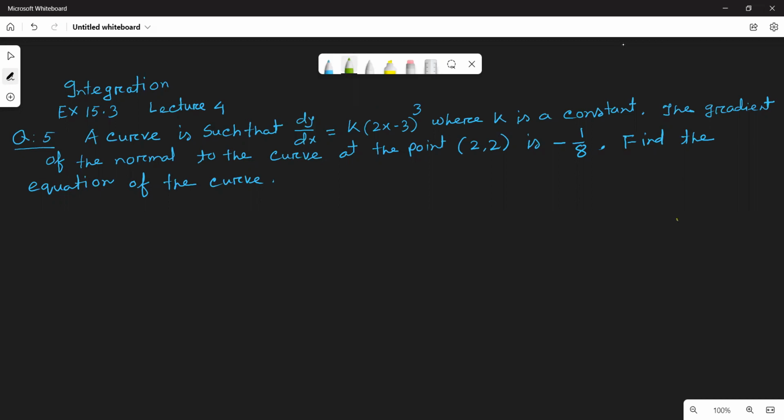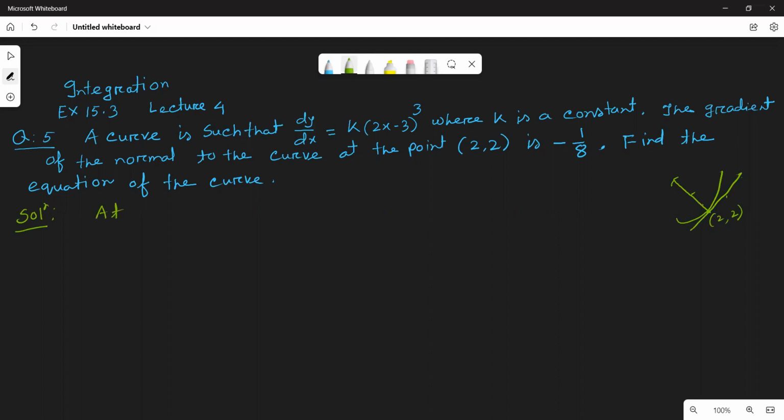Here I want to show you the gradient of the tangent is like this, where it touches a specific point, like the point (2, 2). The gradient of the tangent is this, and the gradient of the normal line is this, perpendicular to the tangent. The normal always makes a perpendicular with the tangent. And one thing we have to remember: gradient of normal multiplied by gradient of tangent equals minus 1. Now, try to solve this.